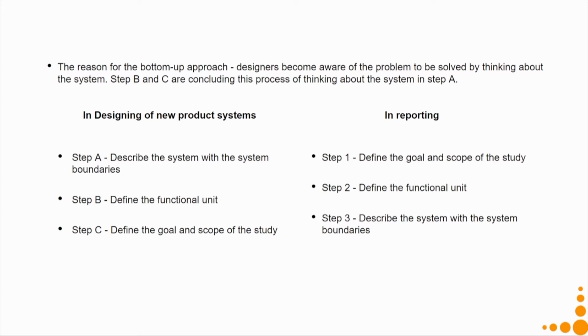It is because when we are trying to design, until and unless we know what the system and the system boundaries are for which we are designing, that is your design job, we cannot define the functional unit and the goal and scope of the study. But when you are reporting, it is meant for someone else to read it. They are interested more in your final product's life cycle assessment. So they want to read about what was your goal and scope of the study, then functional unit, then the description of the system with the system boundaries.